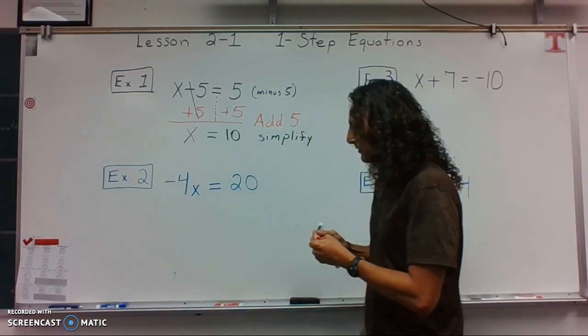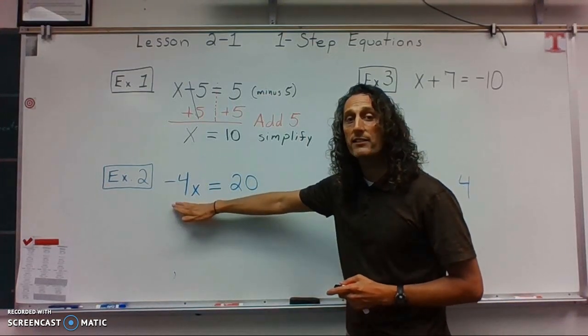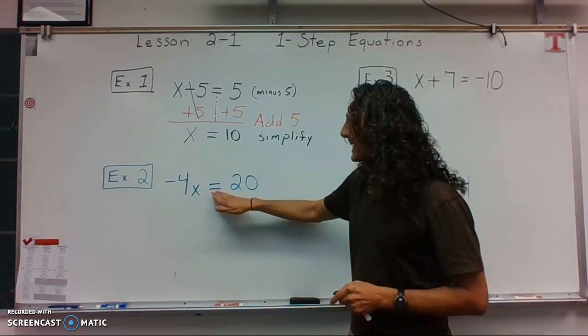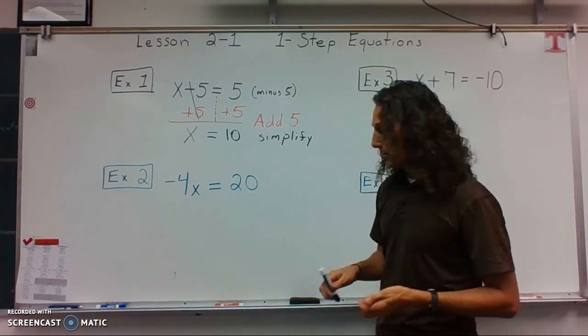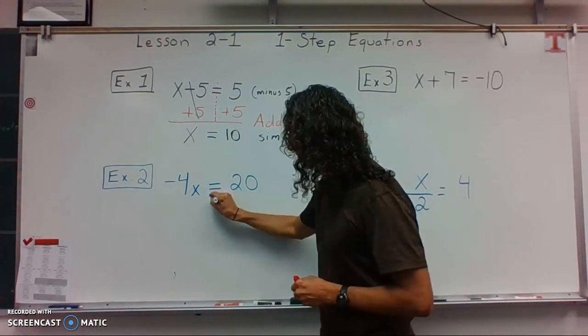Now, again, come down to example number 2. We have a negative 4, but what's this operation? Times. Oh, you guys are so smart. Equals 20. So what I want you to do first is draw that little fence line.